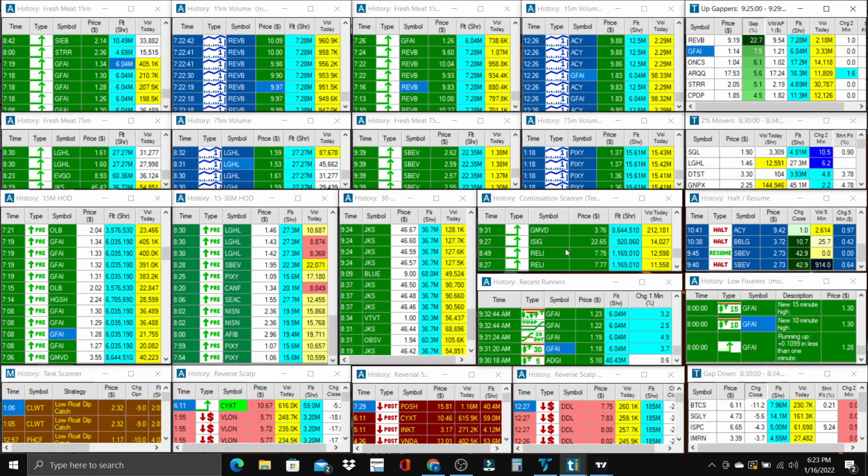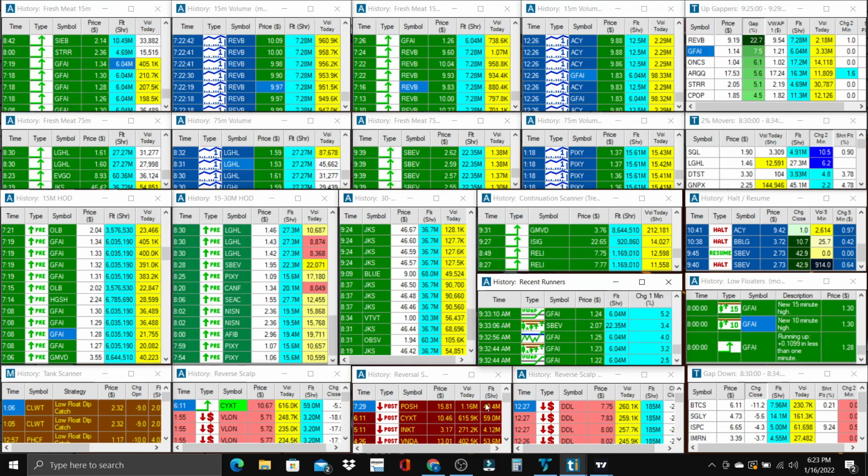They've had pops on and off. The same goes for recent runners. These are just a list of all stocks that have made a move in the past week or two, and things that come to mind are low float stocks that we all want to keep an eye on. And then over here we have low floaters. Pretty much the same thing. It's just a list of low float stocks. If they make a 5-minute high, 10-minute high, something like that, these two scans are going to tell me about it.